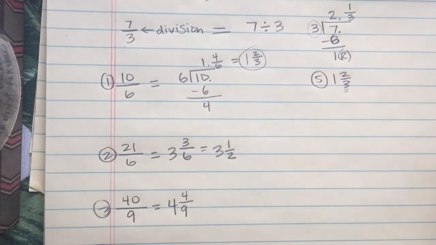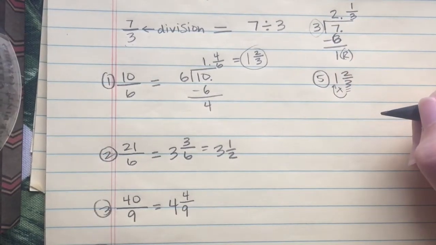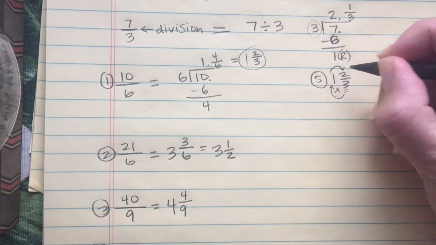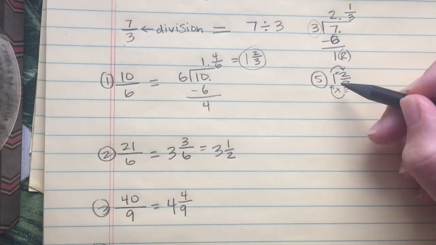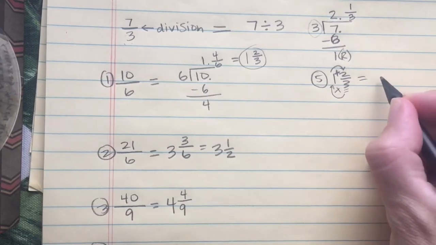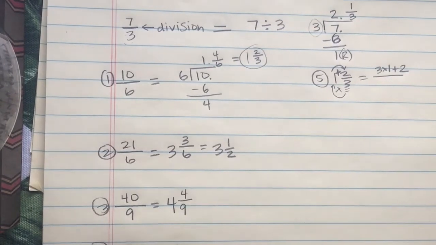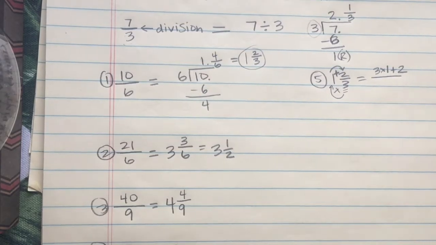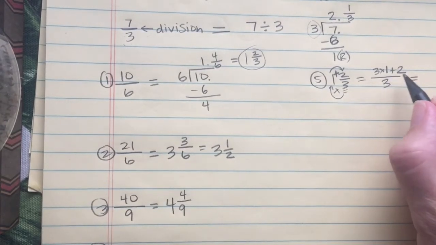So you start with your 3. What you're going to do is you're going to go 3 times your whole number, which in this case is 1. And then you're going to continue. Whatever that is, you're going to add 2. So we're going to do 3 times 1 plus 2. And whatever that is going to be your numerator, and the denominator stays the same. 3 times 1 is 3, plus 2 is 5.